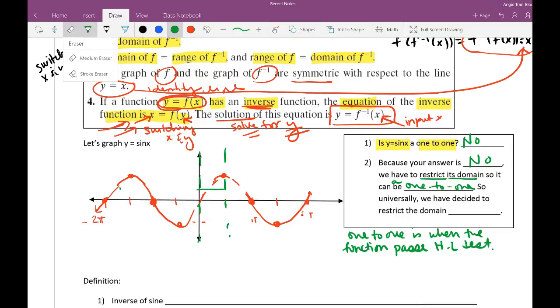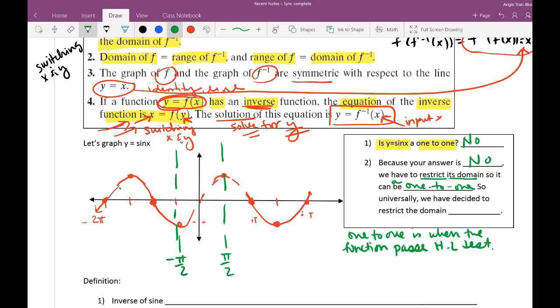So what we do as mathematicians is that, hey, we can cut this off in a lot of different places, okay? But easiest is to include the 0 in it. So what we do is we cut it off from negative pi over 2 to pi over 2, inclusive.